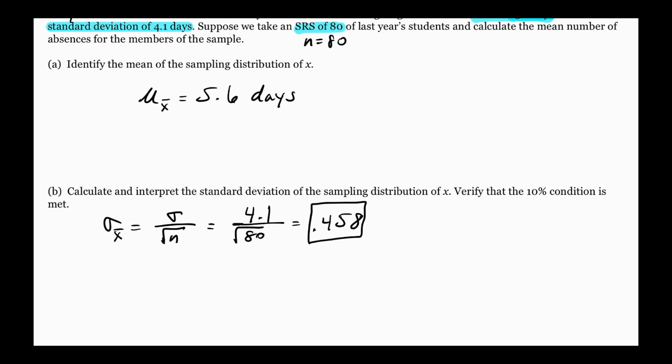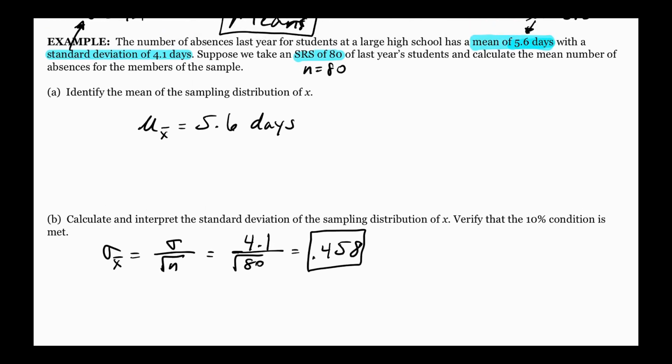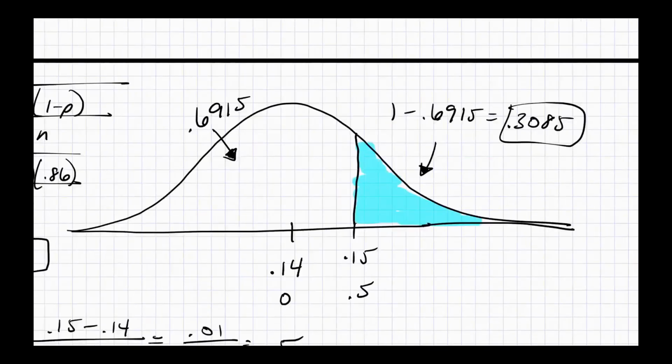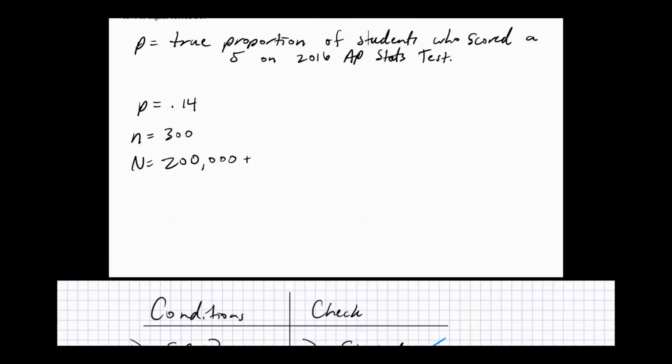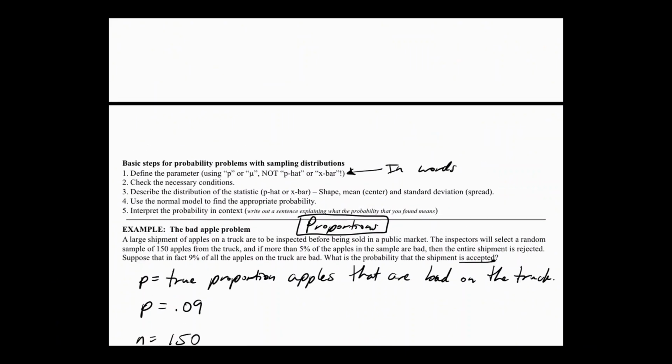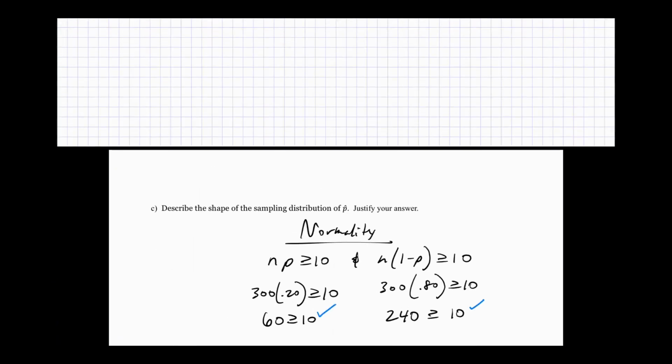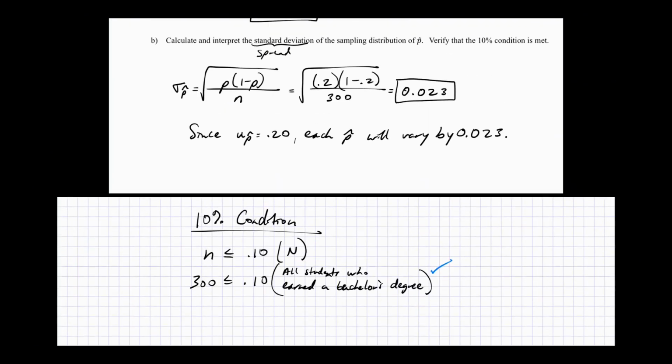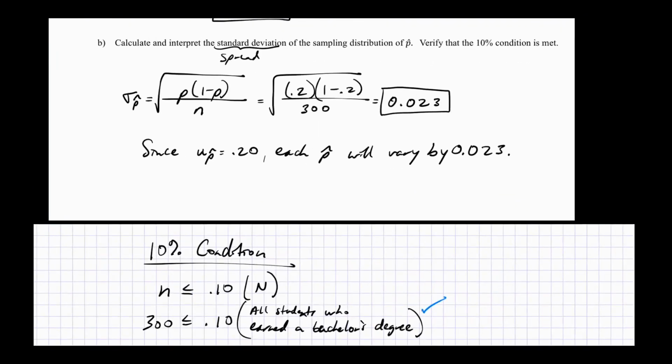Interpret it. What does it mean? On average, each absence varies from the mean by 0.458. Close. Not varies from the, not absences. So let's go back. We did a question like this, except it was with proportions. But again, the idea was exactly the same. So let's go up to this one right here, the first problem we did.